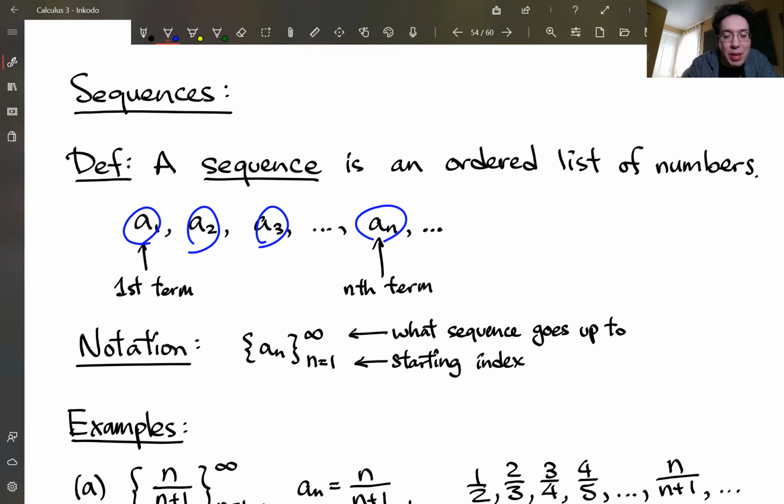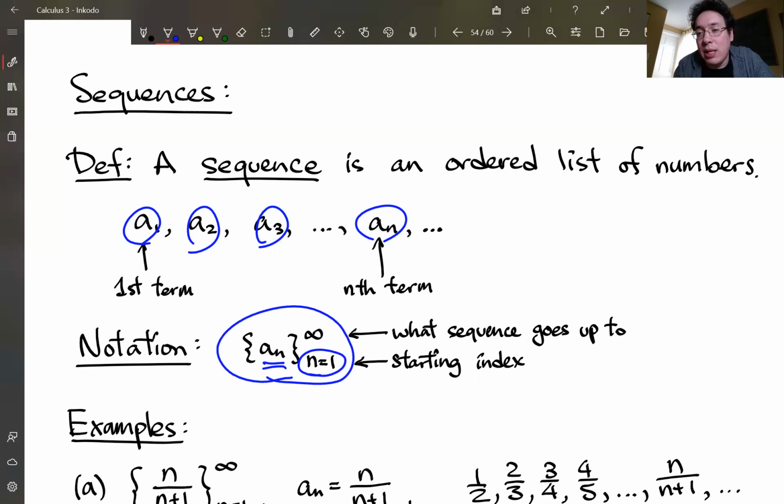Either way, when we have a sequence, we might write it something like this. We might use curly braces to denote that this is a sequence. The name of the sequence goes here. So here, a sub n is the name of the sequence. A is the name of the sequence itself, and the subscript n is the nth term. On the subscript, outside of the curly braces, you might write down the starting index. So here n equals 1 denotes that the sequence starts at n equals 1.